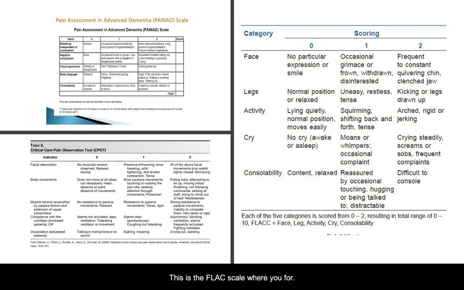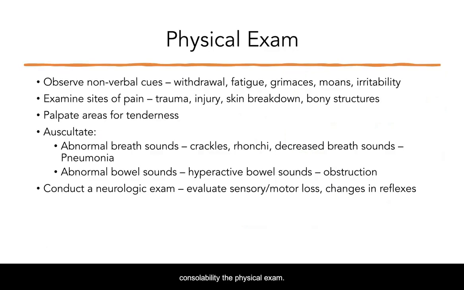That's the PAINAD scale, that's the CPOT scale over here. This is the FLACC scale, where we use this for kids: face, legs, activity, cry, consolability. The physical exam. Once you collect the pain history and get the severity of the pain, try to quantify it, you do a physical exam. Observe for nonverbal cues, for example, withdrawal, fatigue, grimacing, moaning, irritability.